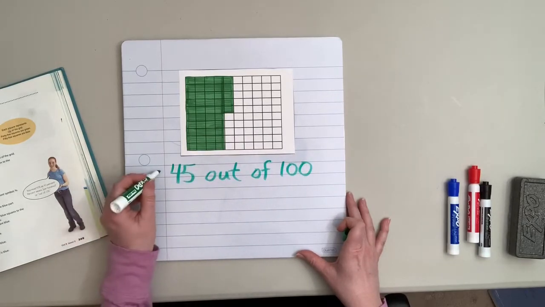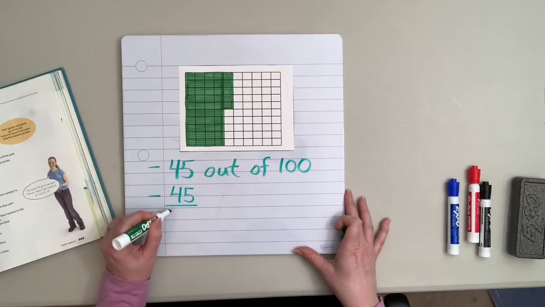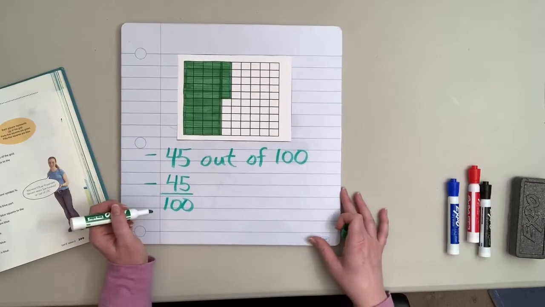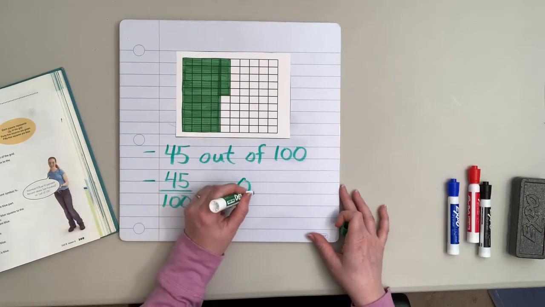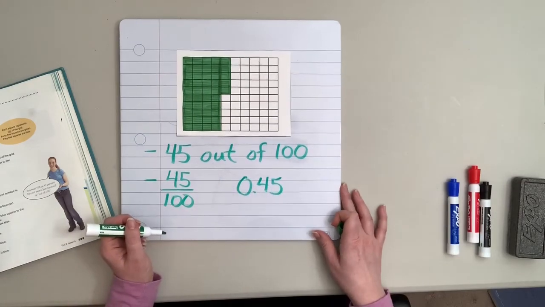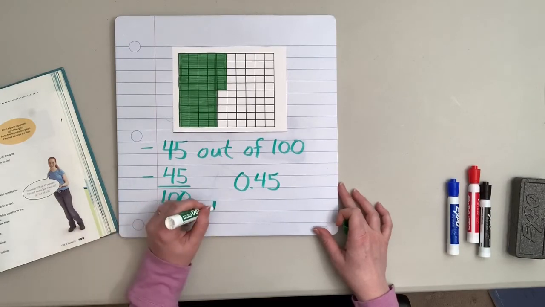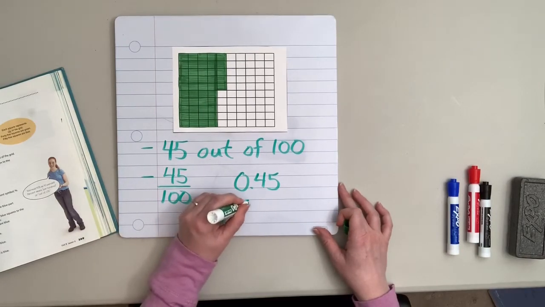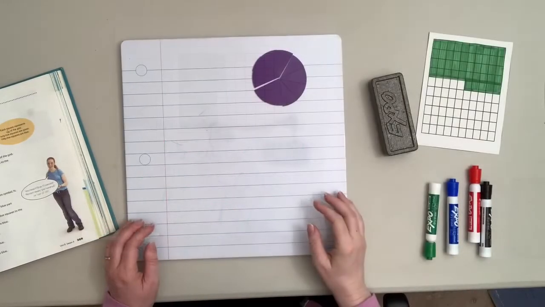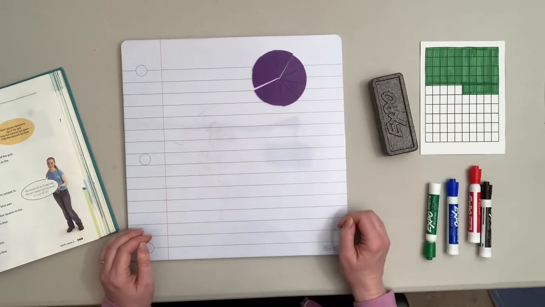We could also write a fraction. 45 hundredths are green. We could write a decimal. 45 hundredths are green. And finally, we could write a percent using the percent symbol. 45% of the grid is green. It's relatively easy to find the percent when you're using a hundreds grid because there are 100 small pieces.